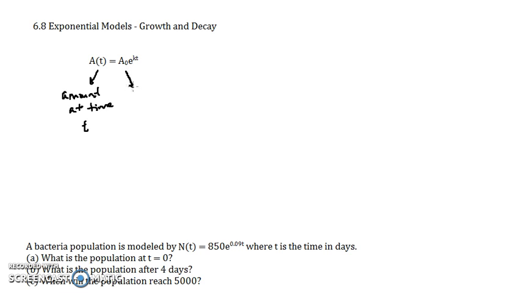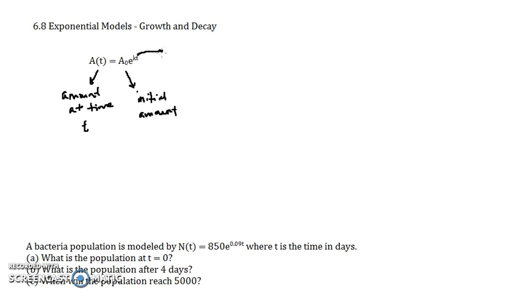This A with a little zero, we call that A naught. A naught is our initial amount. So that's going to be our starting amount for any given problem, and that's not going to change. Once you figure out your initial amount, it's going to stay the same throughout the entire problem. The k and the t, that's our exponential part.